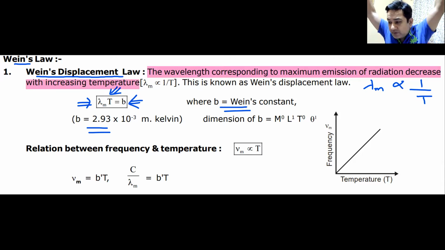Is every word of this definition clear to everyone? Please raise your hands if it is clear. Only one person is clear. What about the rest? Yes, we are clear. This is known as Wien's displacement law.